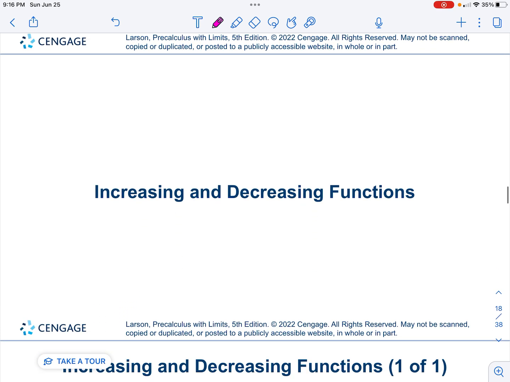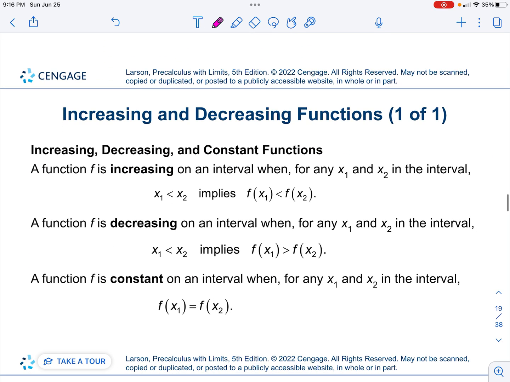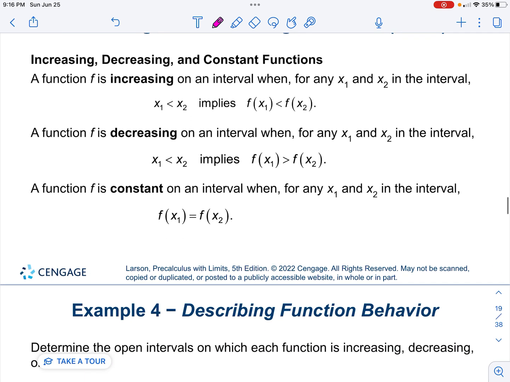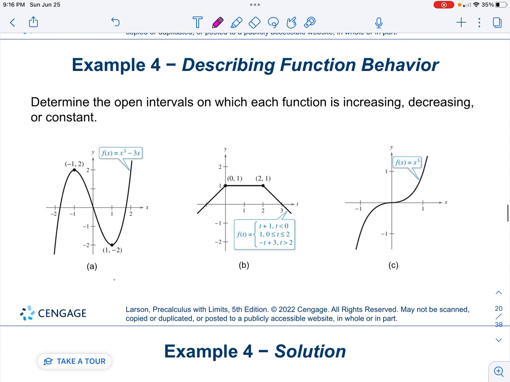All right, increasing, decreasing functions. I'm going to ask you to be able to describe where a function is increasing, decreasing, or constant. I'm going to start by looking at these 3 graphs and answering that question for each. So we'll do increasing, and we'll do it for all three.